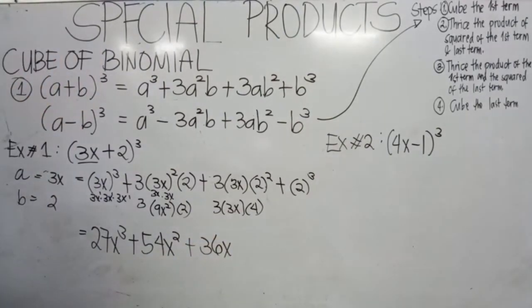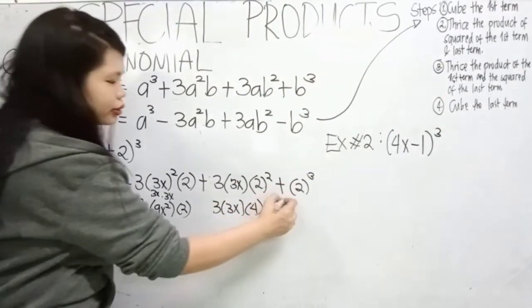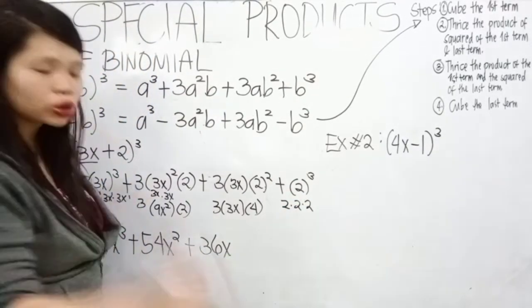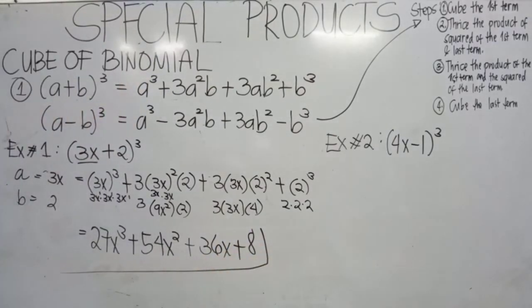And lastly, but not the least, the cube of 2. Hindi po yan 2 times 3, ha? Ibig sabihin, 3 beses mo po i-multiply si 2. So, 2 times 2 times 2. So, we have 8. So, there you are. That is the final answer of the equation (3x + 2) cubed. So, we have 27x cubed plus 54x squared plus 36x plus 8.